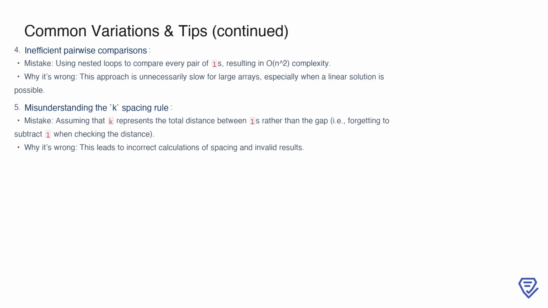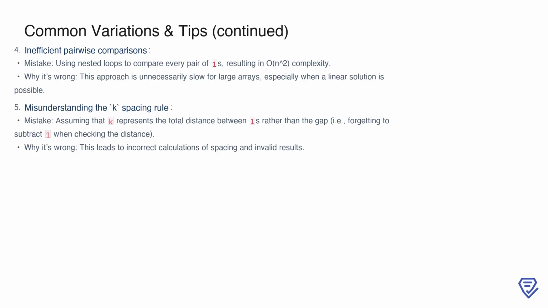Another common pitfall is relying on inefficient pairwise comparisons, such as using nested loops to check the spacing between every pair of 1s. While this approach may seem straightforward, it results in a time complexity of O(n squared), which is far too slow for large arrays. Instead, a linear solution is not only possible but also much more efficient.